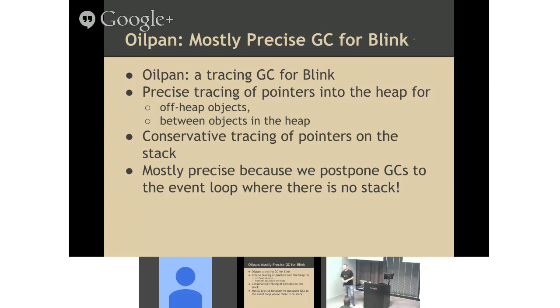The rest of it, we have precise pointer information. So we have precise information about pointers from objects outside of the heap into the heap, and about pointers from heap objects to other heap objects. So the place we're conservative is on the stack, and that only happens in the rare case where we can't get back to the event loop to do our garbage collection.